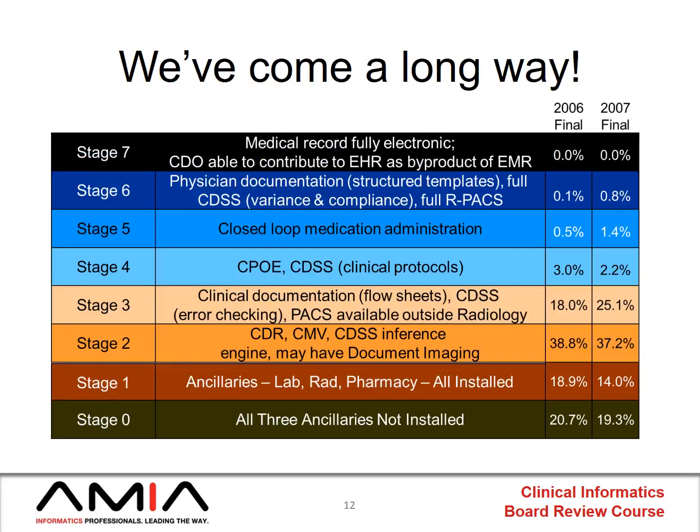We've actually come quite a way. The HIMSS Analytics EMRAM model has been around for over a decade. And if we look back to the numbers from 2006 and 2007, we see that most hospitals at that time were down in stages 0 through 3, and very few hospitals were above that, and none were at stage 7.